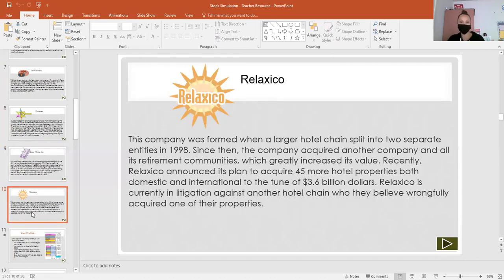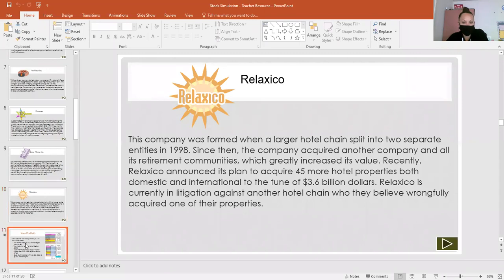And lastly, Relaxico. This company was formed when a larger hotel chain split into 2 separate entities in 1998. Since then, the company acquired another company in all its retirement communities, which greatly increased its value. Recently, Relaxico announced its plan to acquire 45 more hotel properties, both domestic and international, to the tune of $3.6 billion. Relaxico is currently in litigation against another hotel chain who they believe wrongfully acquired one of their properties.